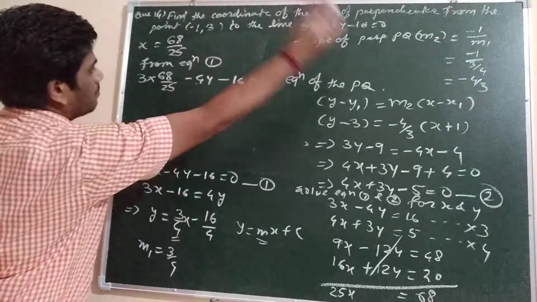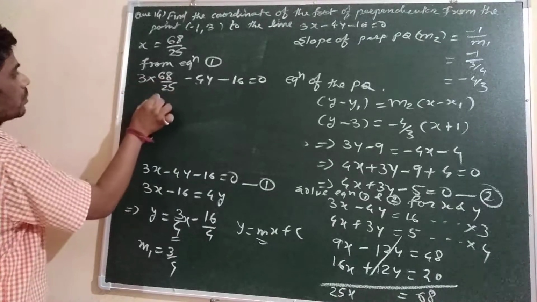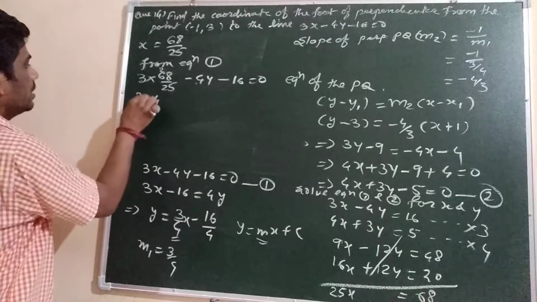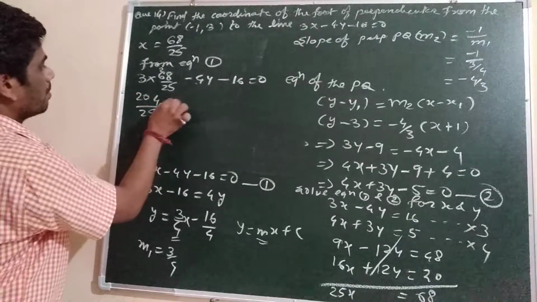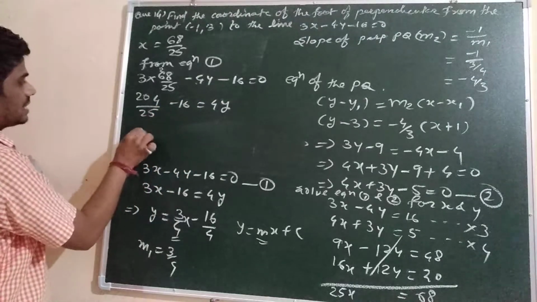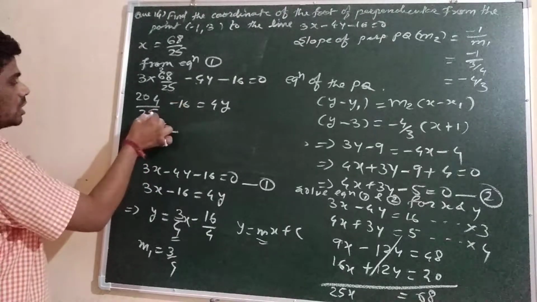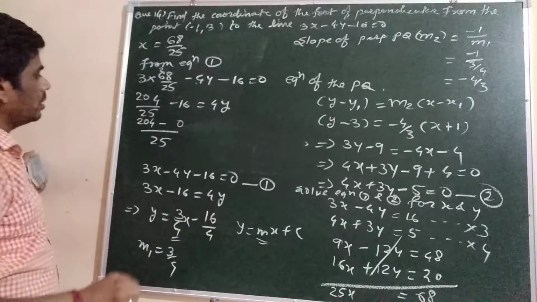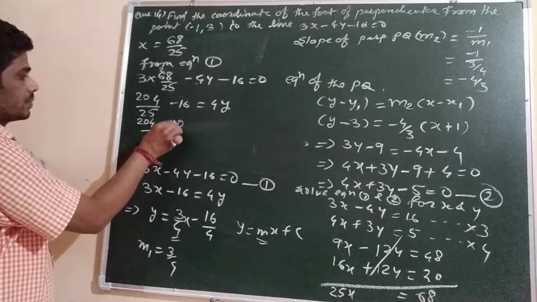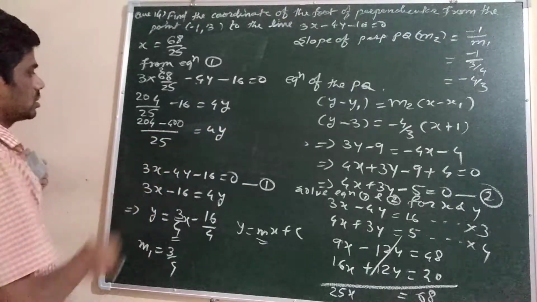So minus 4y we will make it positive, so we will shift this side. It will be 3 8s are 24, 4 carry out 2, 3 6 are 18 plus 2 is 20 upon 25 minus 16 equal to 4y. So we can cross multiply, we can take LCM here, 25 will be LCM. 204 minus 16 5s are 80, 0 carry out 8, 16 2s are 32 plus 8 is 40. So we will get here 4y equal to this.